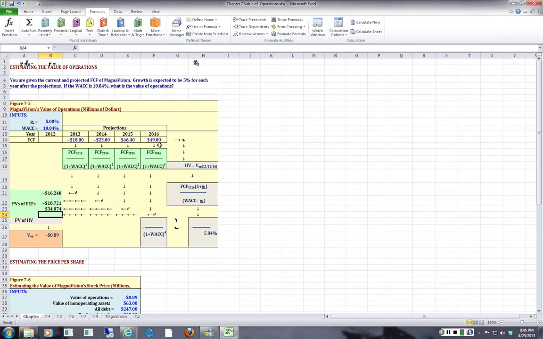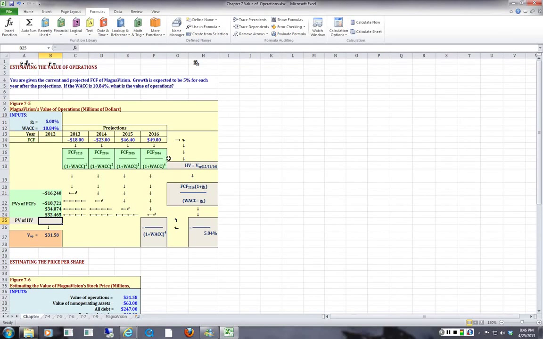34.074. Then for the fourth year, we're going to take that 49 and divide that by 1.1084 to the fourth power, and that's 32.465. So we've taken the present value by each year for those future cash flow figures, and we've come up with the present value of them.